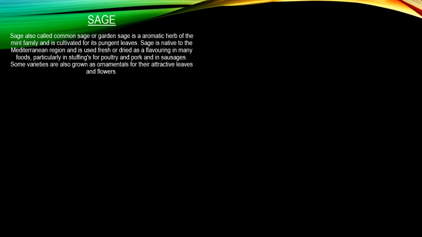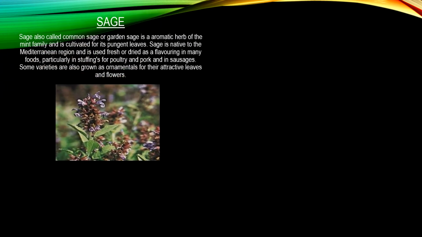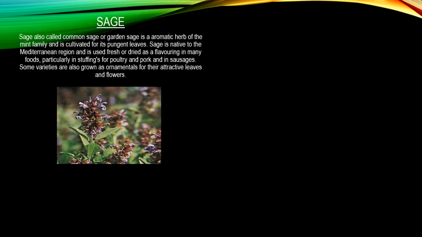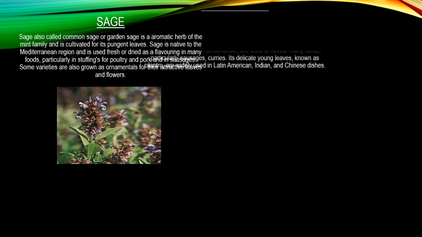Next herb is sage. Sage is a whole rubbed or ground herb leaf found both in fresh and dried form. It is a pungent grey-green herb with fuzzy leaves of oblong shapes. It is used as stuffings for meat, poultry, soups, stews, etc.